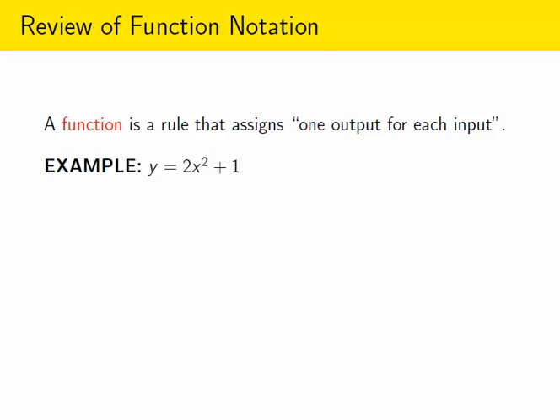be for y. For example, if we plug in a 0, this formula tells us that the output is 1. If we plug in 2.5, this formula tells us that the output will be 13.5.